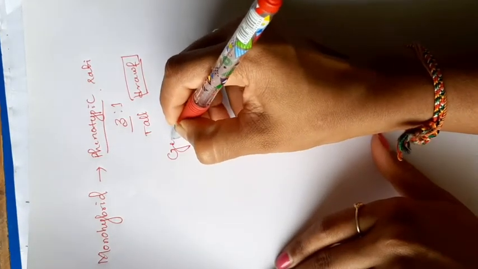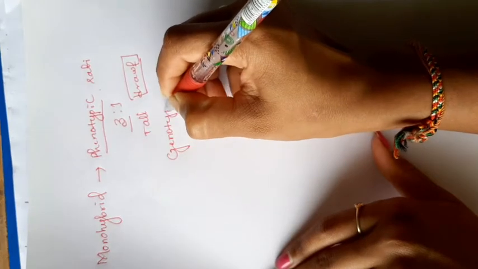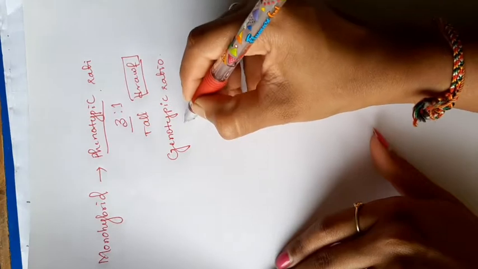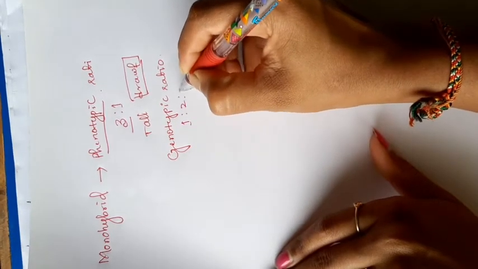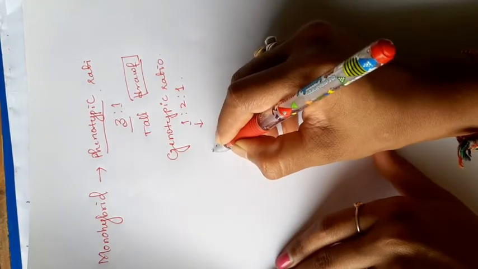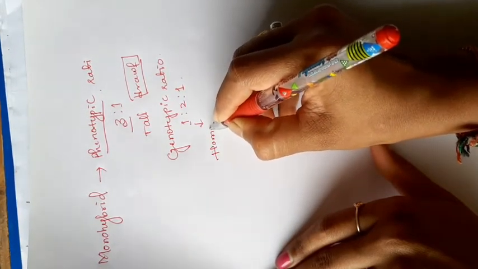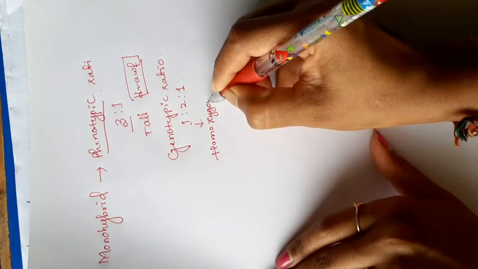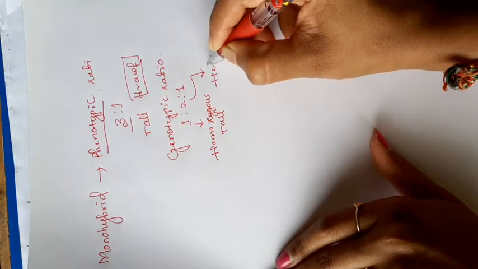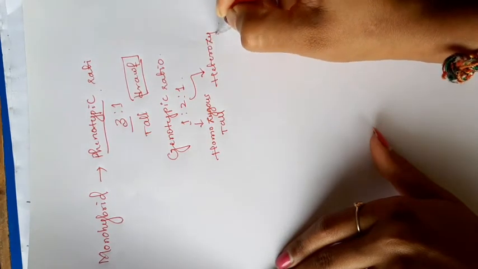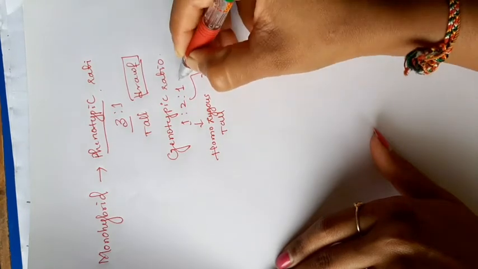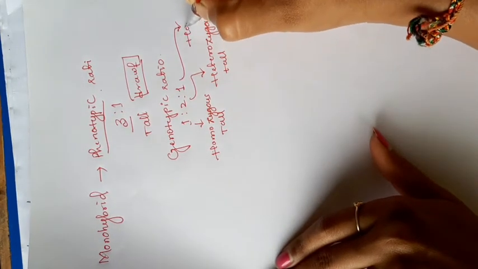Then the genotypic ratio, 1:2:1. One plant or one offspring is homozygous tall, 2 are heterozygous tall, then the last one is homozygous dwarf.